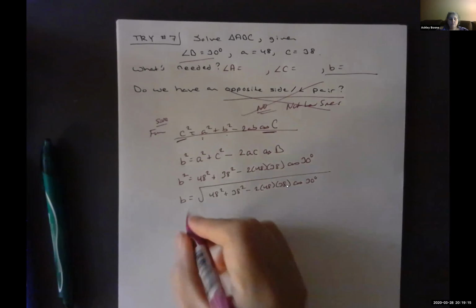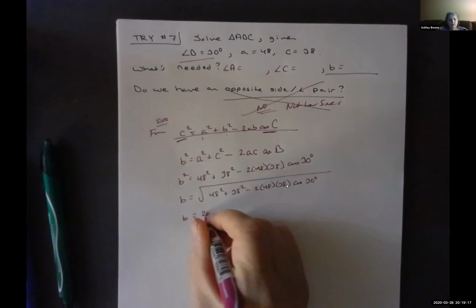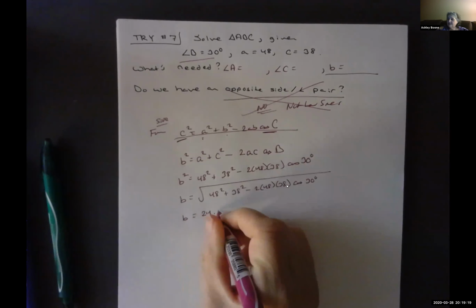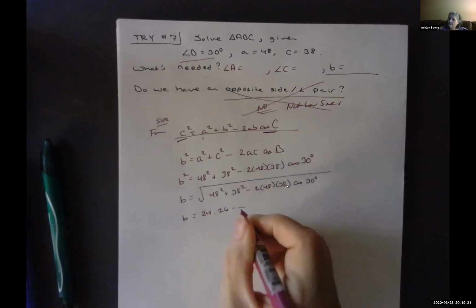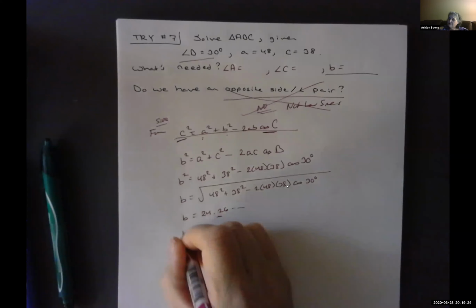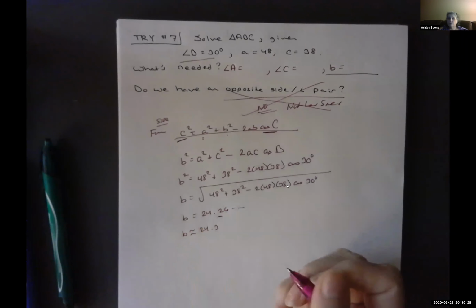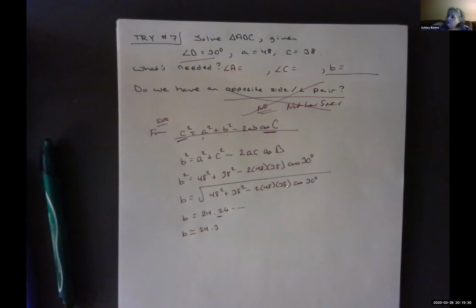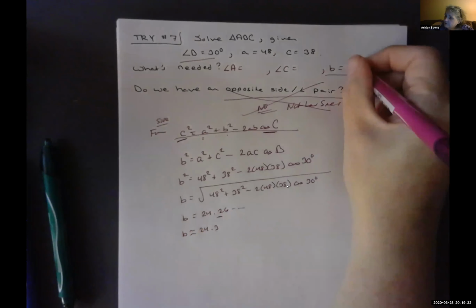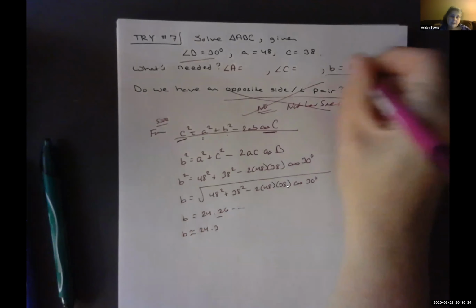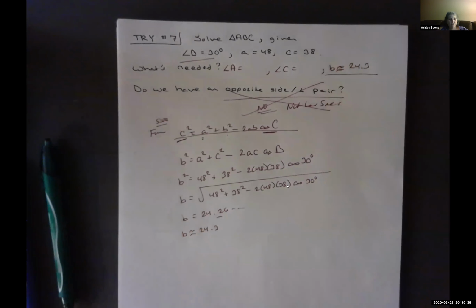So I end up with 24.26, and so on. If I round to the tenth, that is approximately 24.3. Now, do I know the units? I don't know the units. So B is approximately 24.3 units, whatever they are, inches, feet, whatever they are. Now, we need our angles.